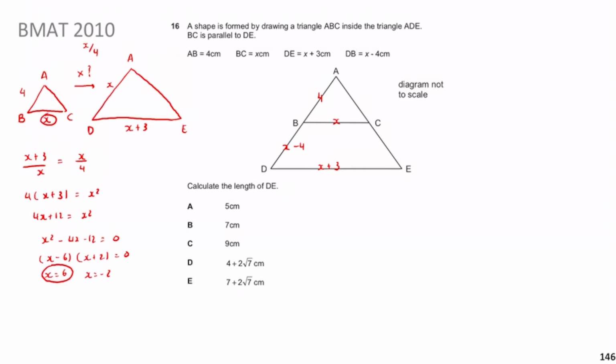Then to work out what DE is, you just do x plus 3, so 6 plus 3, which is basically 9. So that's how you get your answer C.